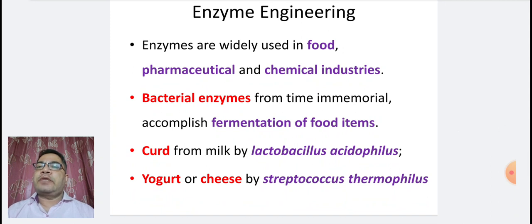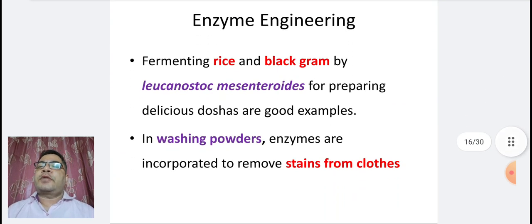Enzymes are widely used in food, pharmaceutical, and chemical industries. Bacterial enzymes from time immemorial accomplish fermentation of food items. Curd from milk is by the bacteria Lactobacillus acidophilus. Yogurt or cheese by Streptococcus thermophilus. Fermenting rice and black gram by Leuconostoc mesenteroides for preparing delicious dosas are good examples. In washing powders, enzymes are incorporated to remove stains from clothes.